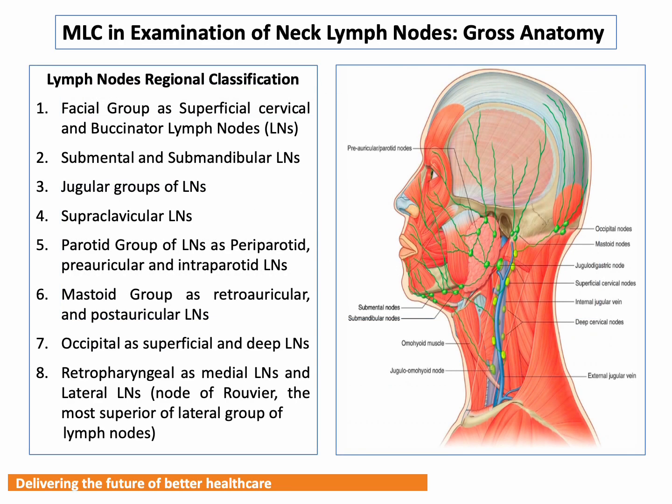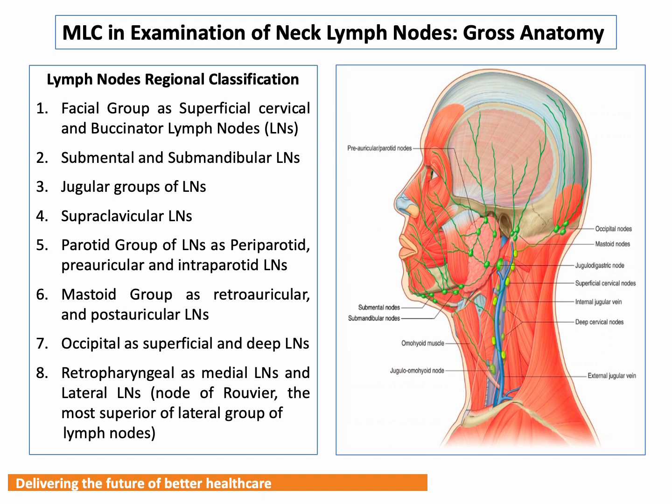Now let's consider how the lymph nodes are classified in the neck before we consider how they are examined. So the lymph nodes are classified two ways in the neck. First is the lymph nodes regional classification, and the other is the lymph nodes clinical level classification proposed by Robbins.